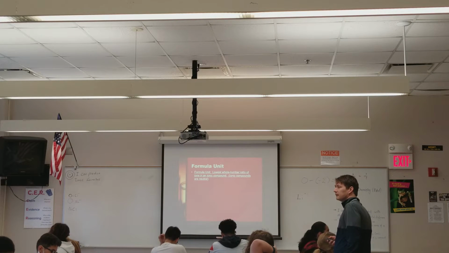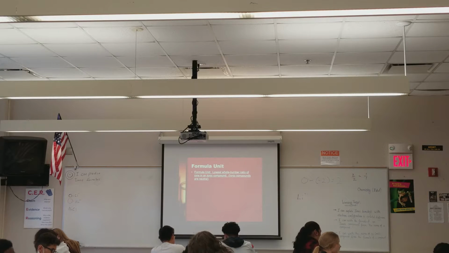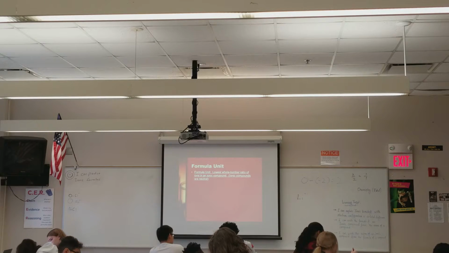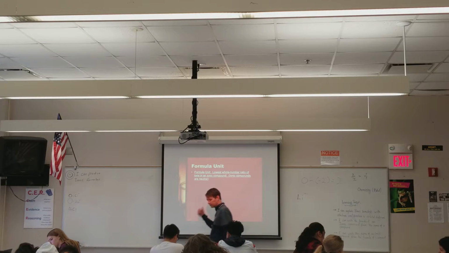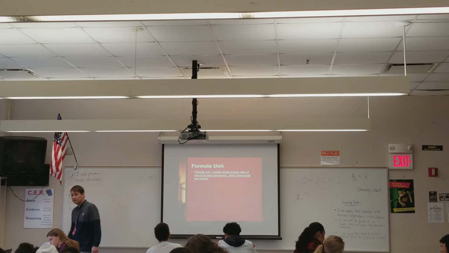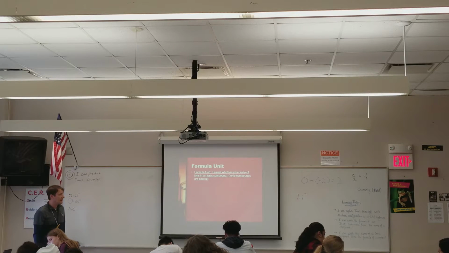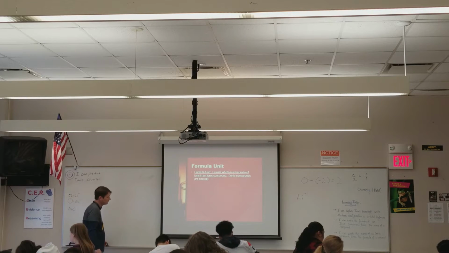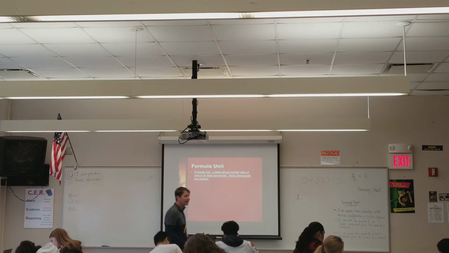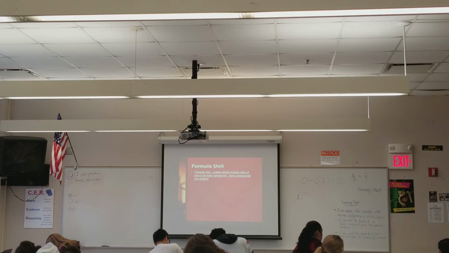Notice this is underlined. Needs to be in your notes. The formula unit. The formula unit is the lowest whole number ratio of ions in an ionic compound. And ionic compounds are neutral. The compound itself is neutral, even though it's made out of charged ions.